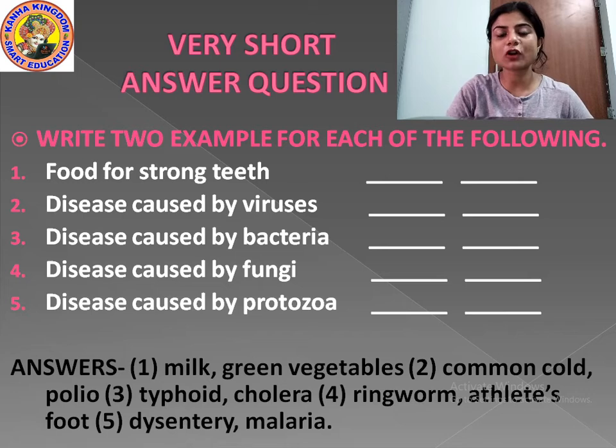Then disease caused by fungi. What are the diseases caused by fungi? It is ringworm, R-I-N-G-W-O-R-M, ringworm, and athlete's foot, A-T-H-L-E-T-E-S F-O-O-T. Ringworm and athlete's foot. Okay. Then disease caused by protozoa. What are the diseases caused by protozoa? That is dysentery and malaria. D-Y-S-E-N-T-E-R-Y, dysentery, and M-A-L-A-R-I-A, malaria. Okay, the answers are written below. You can see it.